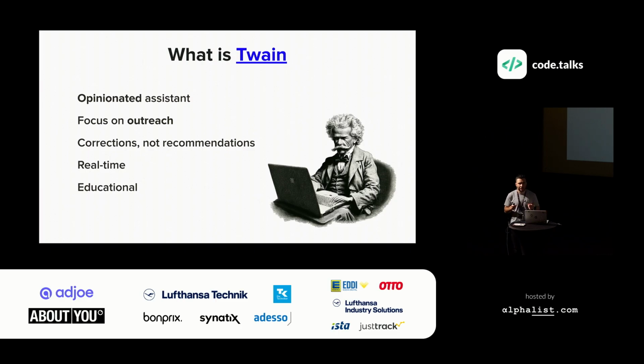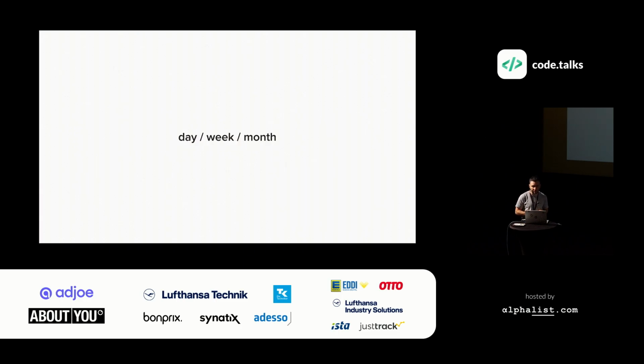Twain utilizes this famous approach, which Grammarly follows as well. I think you are familiar with it. Twain is real time. For us, it's really important to be real time, and it's really important to be educational. So, folks, how much time do you think it would take to build Twain from scratch today?